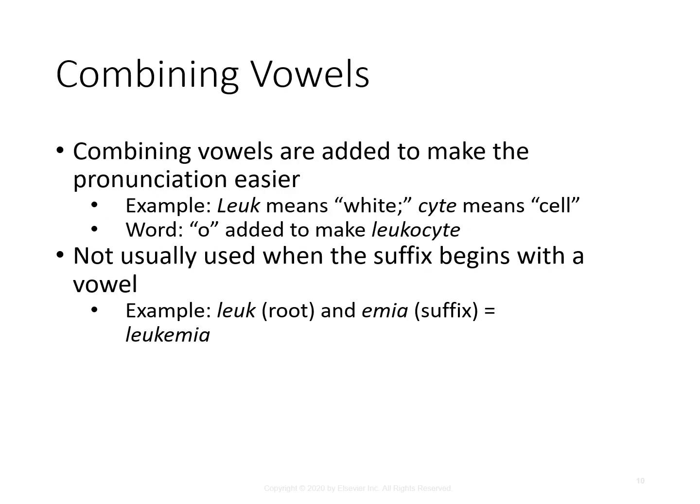And then you can combine vowels. Combining vowels are added to make the pronunciation easier. So for example, leuc means white, cyte means cell, and we put the O in the middle to make it a little bit easier to say. So leukocyte instead of leuccyte. They are not usually used when the suffix begins with a vowel. So for example, leuc and then emia. To put those together, it's leukemia. We don't really need an O or anything in between there because it already has that vowel.